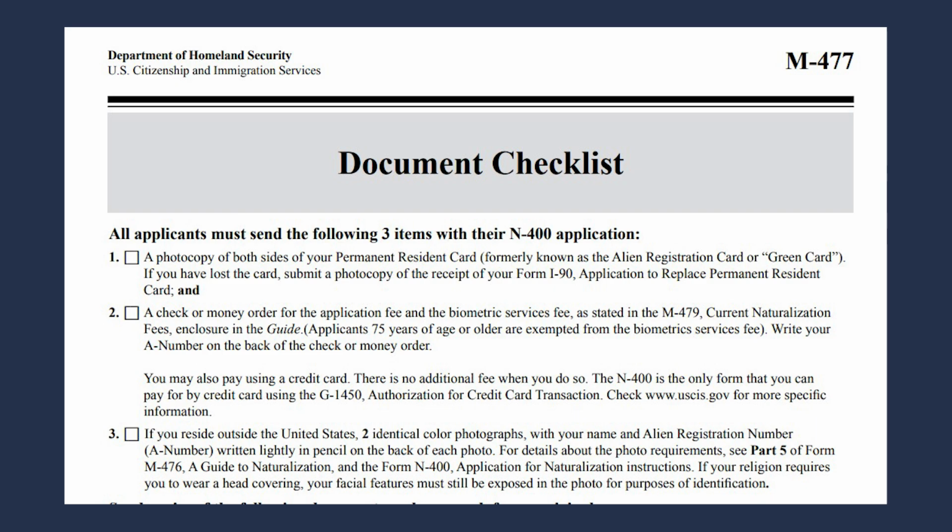resident card. 2. A check or money order for the application fee and the biometric services fee. Write your A number on the back of the check or money order. You may also pay using a credit card. 3. If you reside outside the United States, 2 identical color photographs with your name and alien registration number written lightly in pencil on the back of each photo.